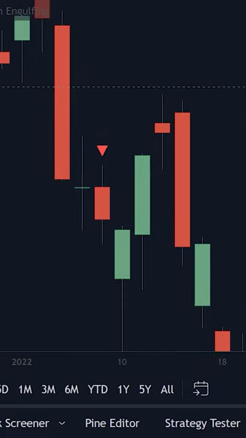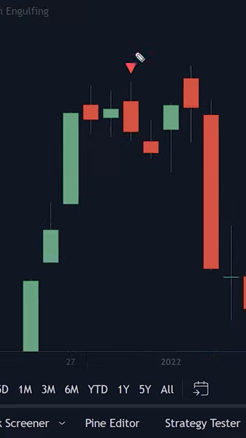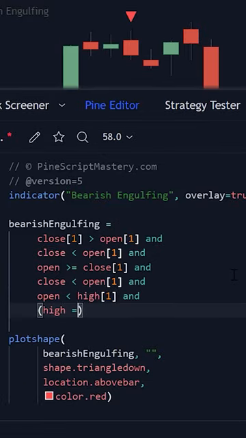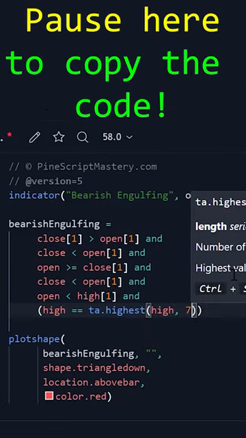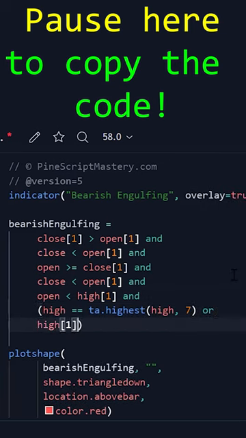What most traders would really want is to detect these bearish engulfing candles at swing highs. So is the current bar's high equal to the highest high over X amount of bars? Or is the previous bar a swing high?